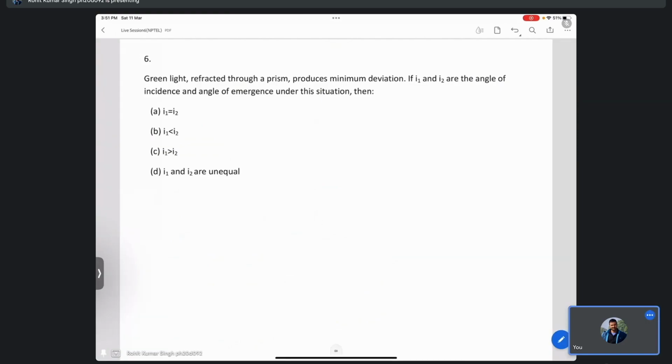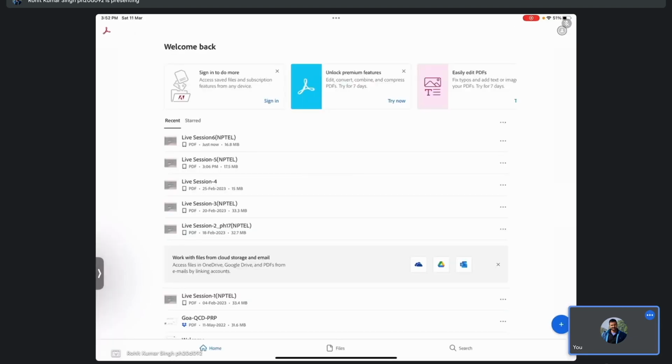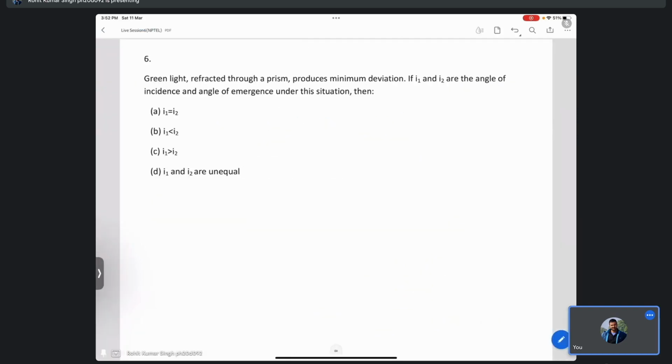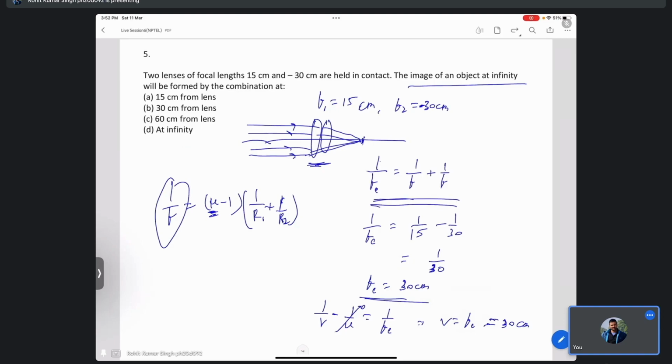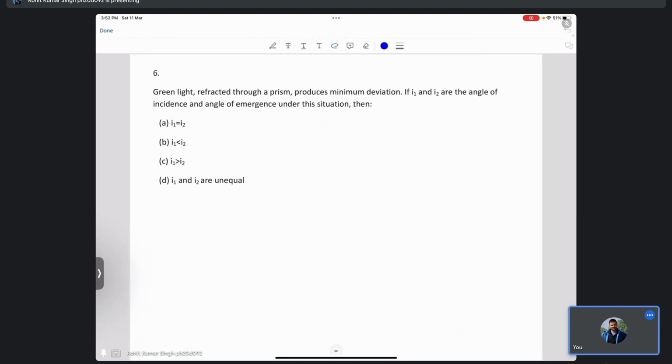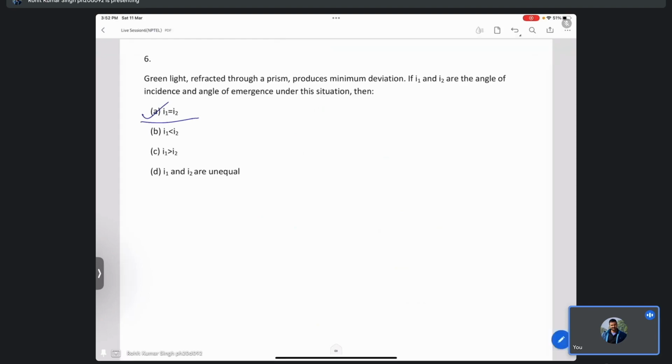Okay, then sixth problem. So here we have a green light refracted through a prism produces minimum deviation. If I1 and I2 are angle of incidence and angle of emergence in this situation. Then, oh, this one is very simple. You already answered this, that both should be equal, right? So this one is simple.